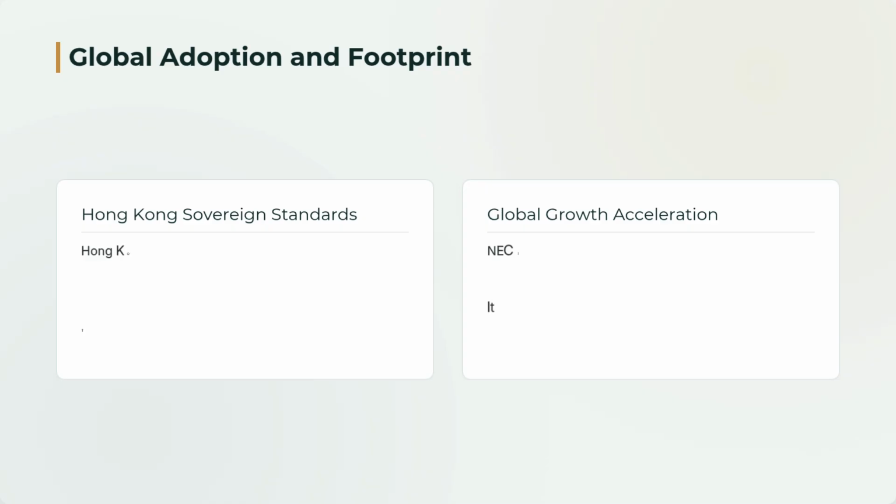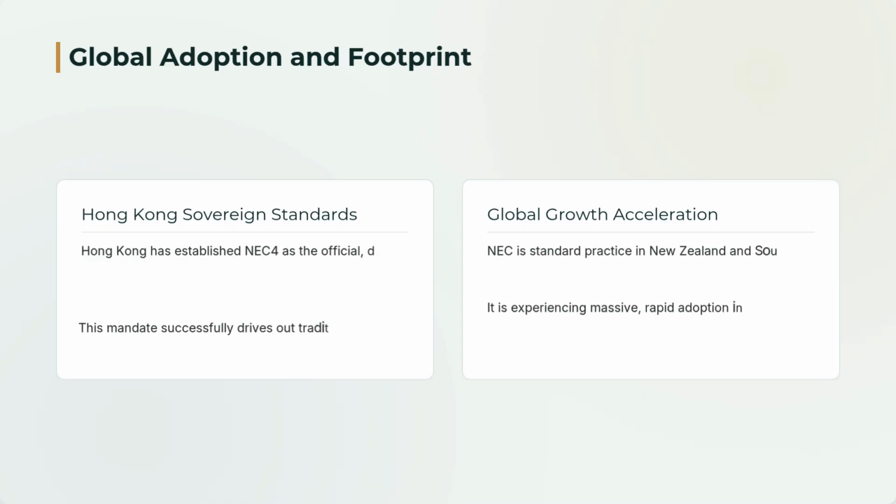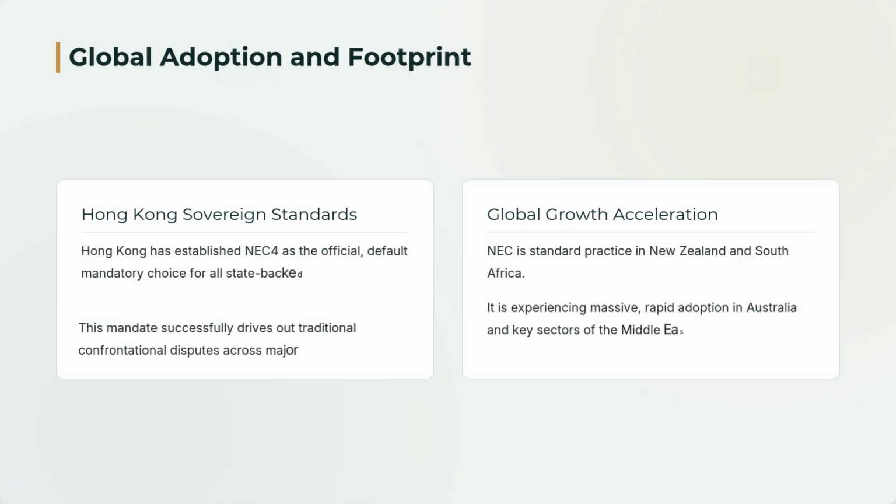So where in the world is this playbook being used? While it started in the UK, NEC has rapidly expanded globally. It is the mandatory default contract choice for public infrastructure in Hong Kong. It is heavily adopted and standard practice in South Africa and New Zealand, and it is seeing massive, accelerating growth across Australia and parts of the Middle East, where clients are tired of traditional confrontational disputes.